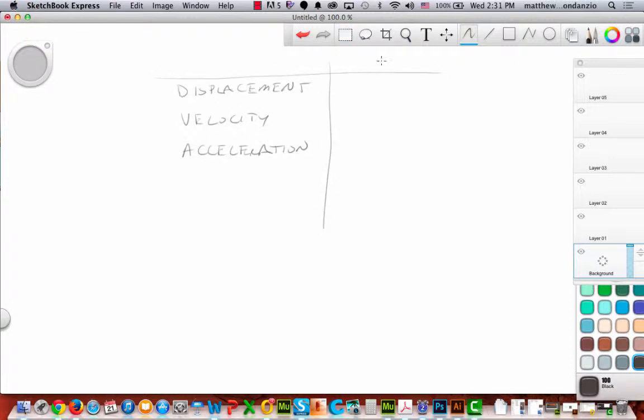Okay. They have a counterpart. Displacement has a counterpart of distance. Velocity's counterpart is speed. And there really is no counterpart necessarily for acceleration. Okay. You could call it acceleration, but you could say that if you want to.